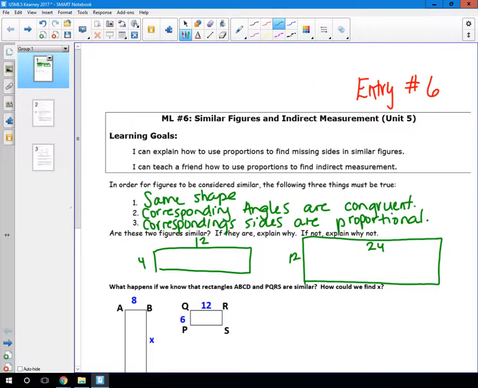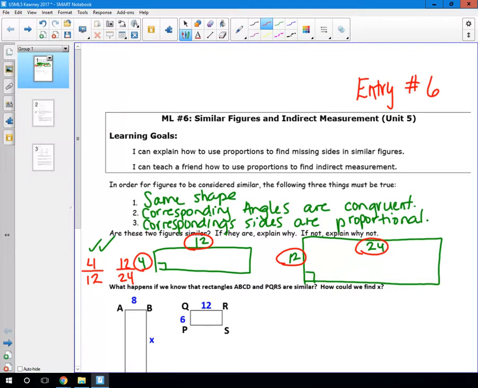So we said in order for these 2 things to be similar, they need to be the same shape. So we know they're the same shape. Check. Okay, now we've got to figure out, are their angles congruent? Well, even though Ms. Kearney's drawing's not very good, it looks like they're all right angles. So we've got the second criteria. Check. Now the third thing is the sides have to be proportional. So what we're going to do is set up a proportion where we say 4 corresponds to 12. So we're going to set up 4 over 12. And then we know that 12 corresponds to 24. So we're going to set this up.